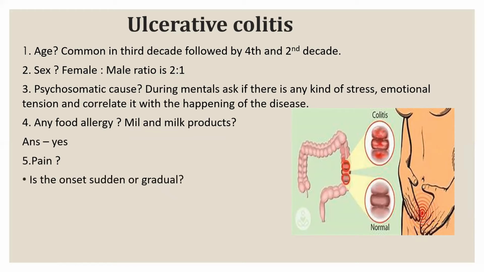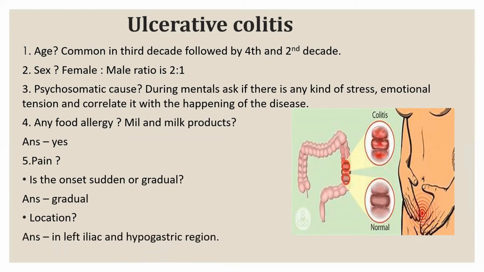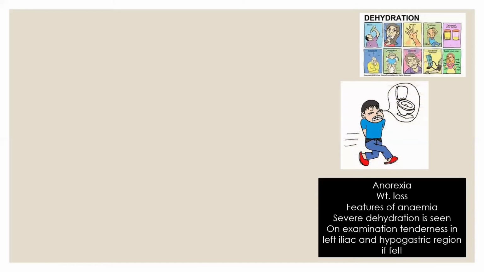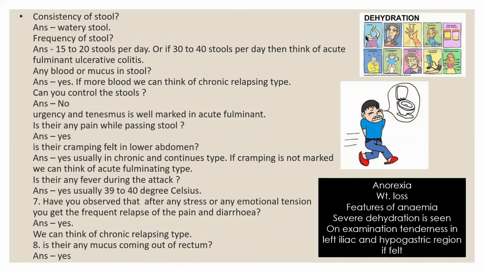Any kind of pain? Is the onset sudden or gradual? Answer will be gradual onset. Location of pain, patient will say in the left iliac and hypogastric region. Ask about the stools. Consistency of stool, watery stool. Frequency of stool, 15 to 20 stools per day. Or if 30 to 40 stools per day, then think of acute fulminant ulcerative colitis.